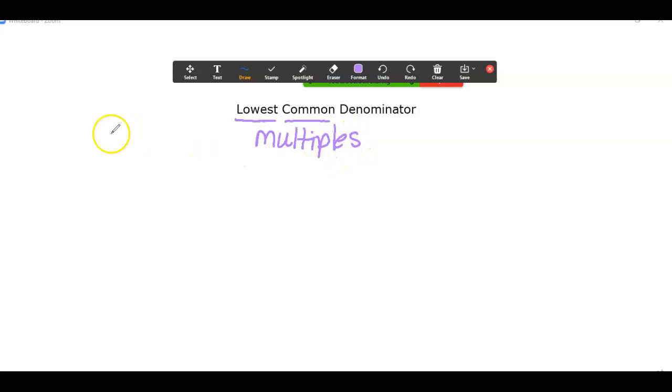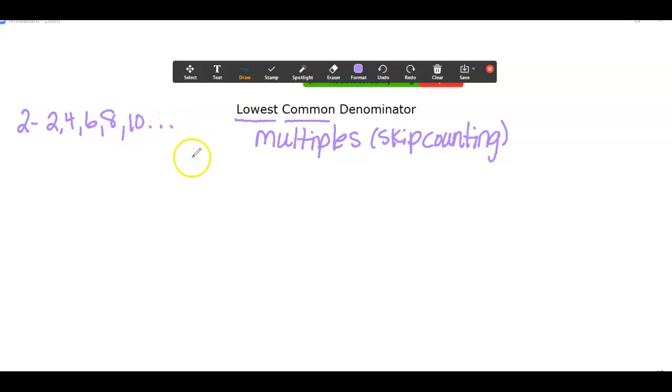Okay, so remember, multiples are like skip counting. You guys already know how to skip count. You've been doing skip counting since probably pre-K, definitely since kindergarten. So for instance, if I have 2 and I ask you to find me the multiples, that would be 2, 4, 6, 8, 10, and so on. Multiples never stop. They are infinite, meaning they go on forever.